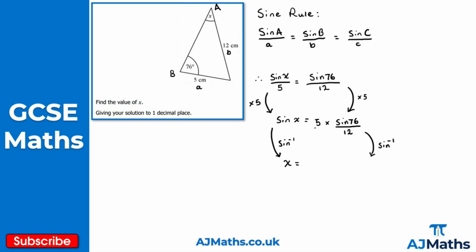On the right hand side, we take sine inverse of this full expression. We're taking sine inverse of 5 times sine 76 all over 12. Okay, so you just need to put this now into your calculator. If you do this correctly, don't forget to give your solution to 1 decimal place. What you should get then for x, the value of this angle, is 23.8 degrees. And that gives us the solution to question 1.